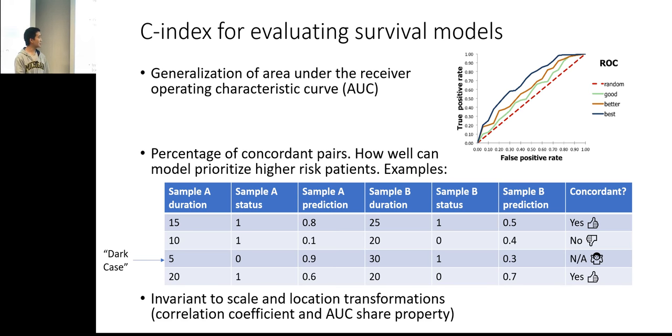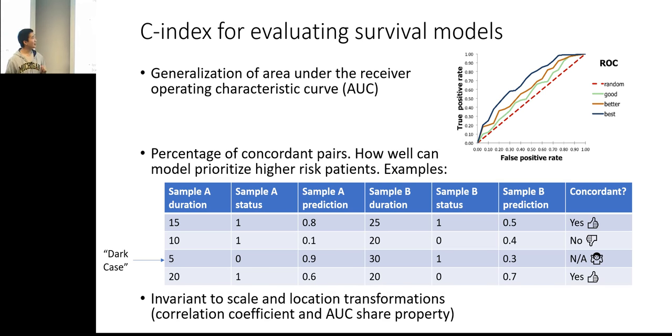And the last case is probably one of the more interesting ones. What if you have tied times? Both sample A and sample B died at the same time, time equals 20. Sample A, you know they died for sure at that time, but sample B, their death was not observed. Well, this is actually still considered a concordant pair, because even though you don't know when sample B died, you know that it died after time equals 20, which is the time that sample A died. So if your model assigns the numbers correctly, you can definitively conclude that it's a concordant pair.